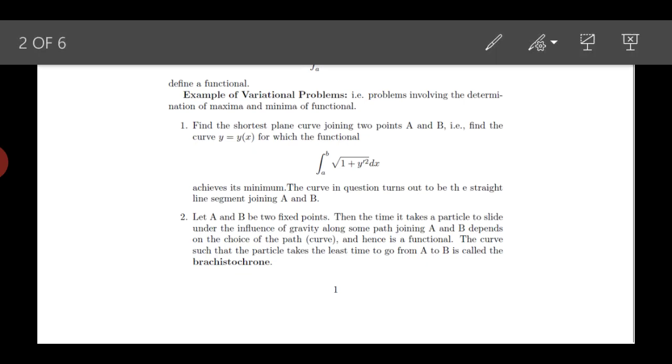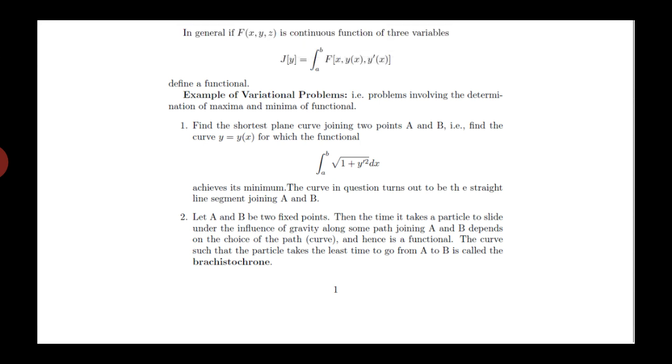In the last lesson we saw that a very basic general form of the functional is given by J of y equals the integration from a to b of capital F of x, y of x, y prime of x, where we see that this function F is a continuous function of three variables. So this is the general form of any functional. Now there are some problems. We will take them one by one.